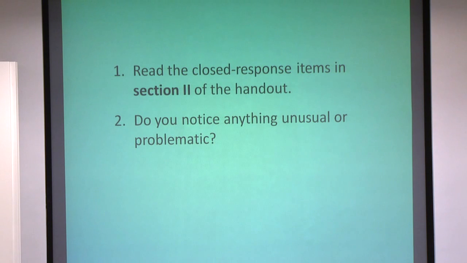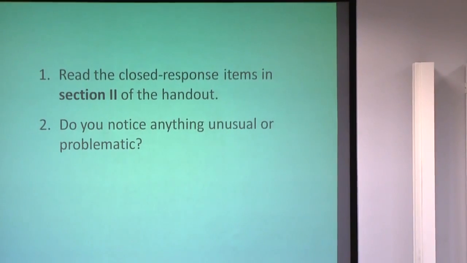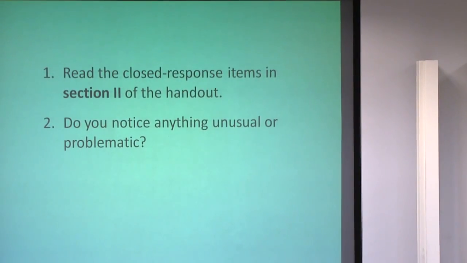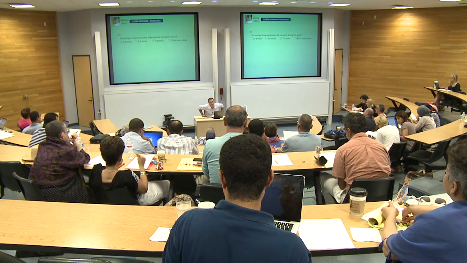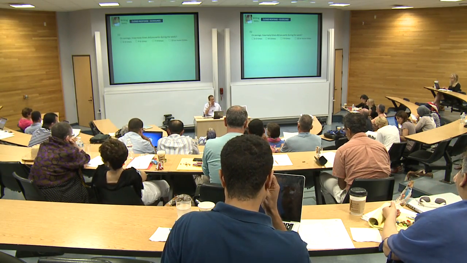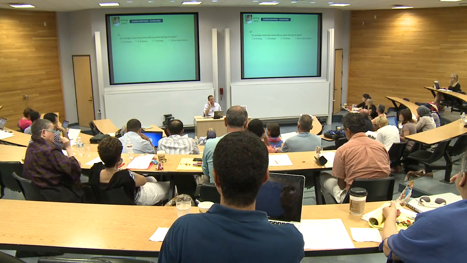Look one more time at the handout, if you will. Number one, read the closed response items now in section 2 of the handout. So these are items 1 through 8 in section 2. Again, do you notice anything unusual or problematic? And discuss that with a partner. Okay, let's go through these. We'll go through these together, individually, one by one. So number one, on average, how many times did you write during the week? Problems with this?